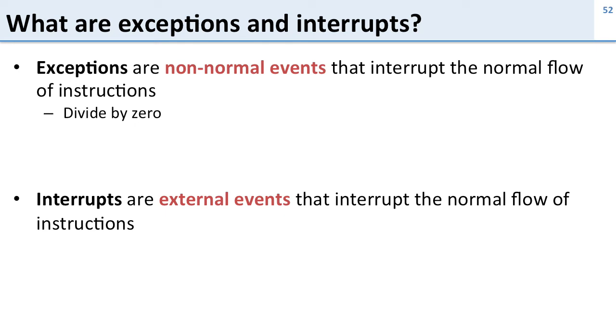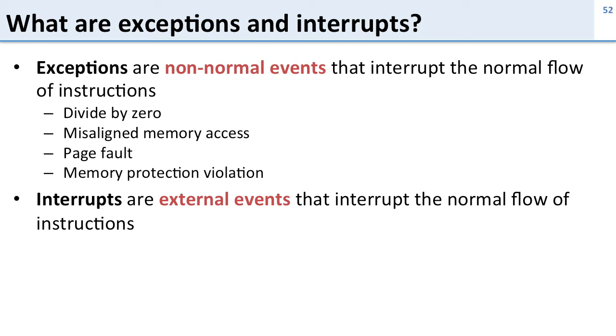So examples of exceptions: divide by 0. You don't expect to have this happen, and when it does happen, it's going to interrupt what you're normally doing. How about a misaligned memory access? You're only supposed to make aligned memory accesses, so you don't expect to have misaligned ones. A page fault occurs when you try to access data that's not in the main memory, and the operating system needs to go get it for you. Or a memory protection violation. This is what happens when you try to access memory that you don't own the rights to, and this will cause your program to crash.